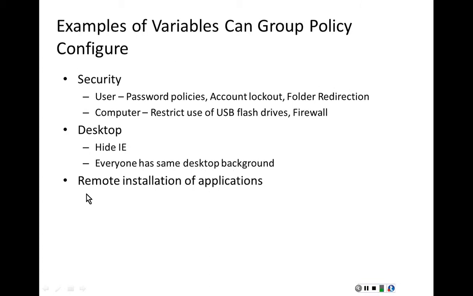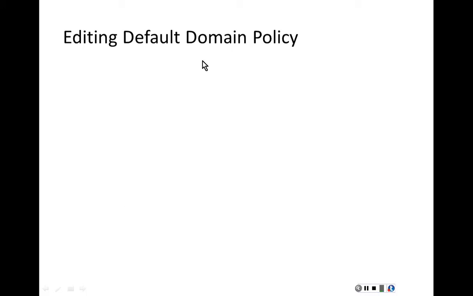And one of the most convenient aspects of group policy is the ability to remotely install applications. What we do is we put the install files for Microsoft Office up on the server, and then those applications are pushed down to the workstations, and that saves us the trouble of walking around to each workstation to install applications.